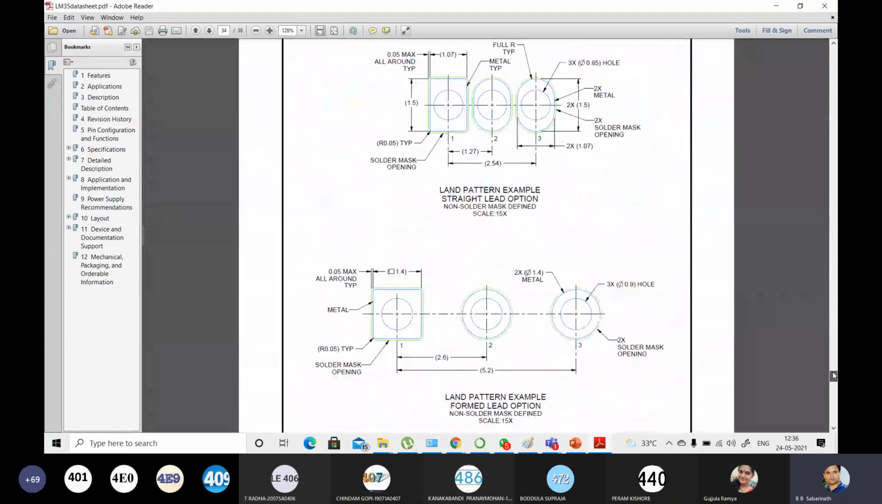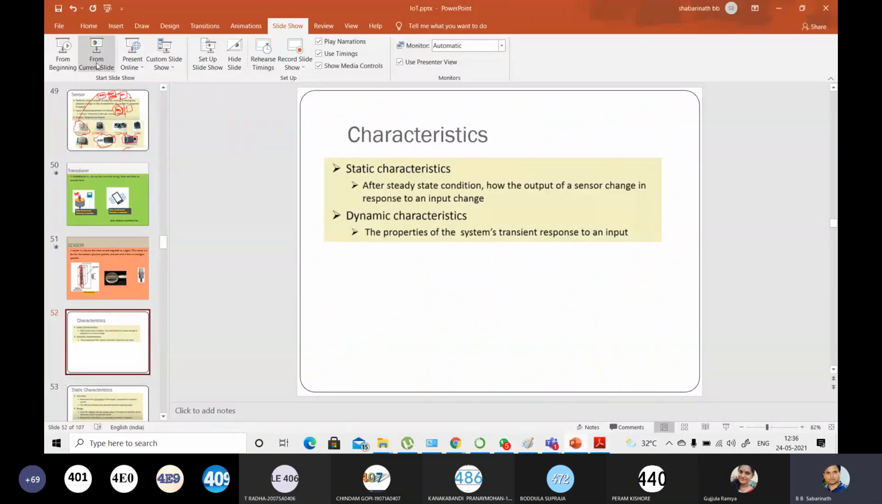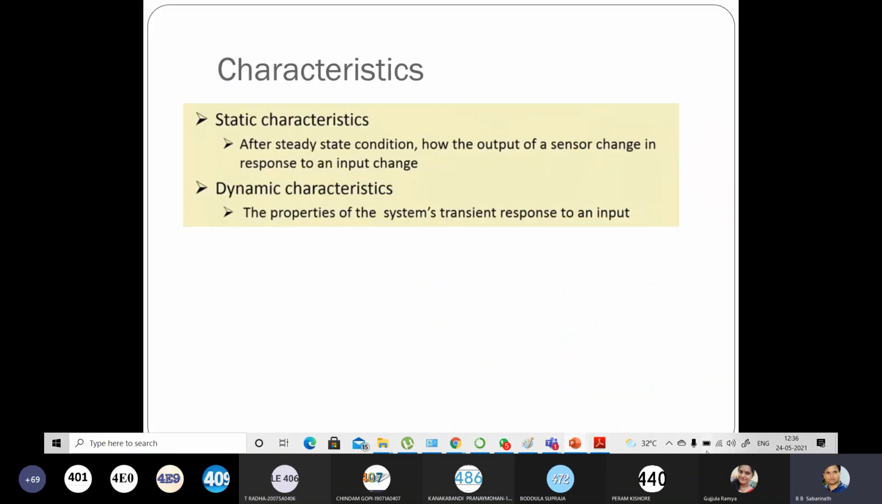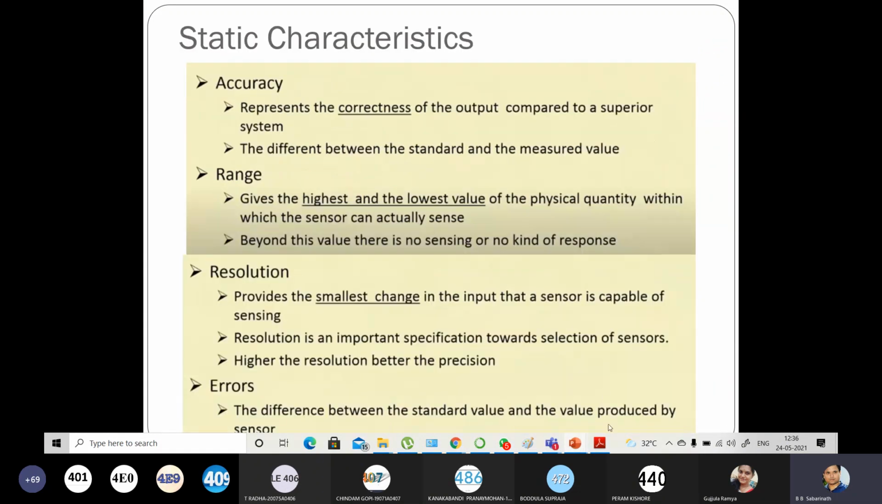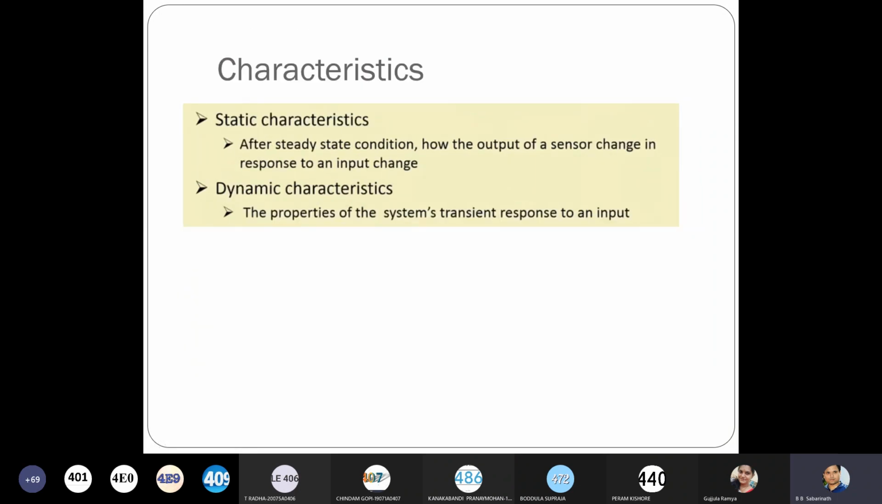So now with this information, again we'll continue. Definitely these sensors have certain characteristics. These characteristics are divided into two types: static and dynamic characteristics. What are static characteristics, and what are dynamic characteristics? For example, this is a sensor, this is the input to the sensor, and this is the output of the sensor. If you give input to a sensor, you should get an output automatically.